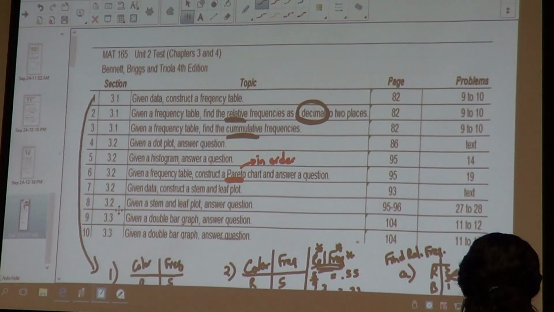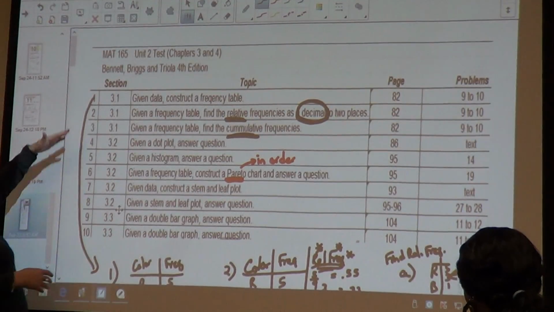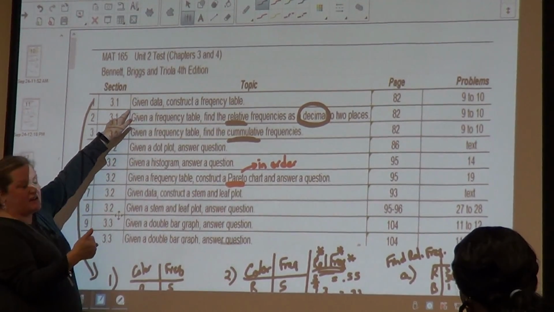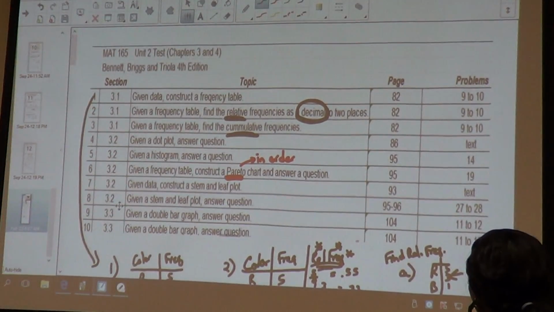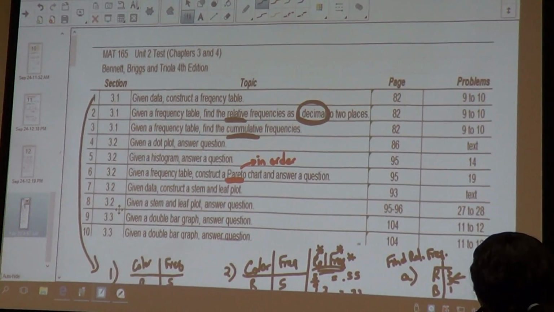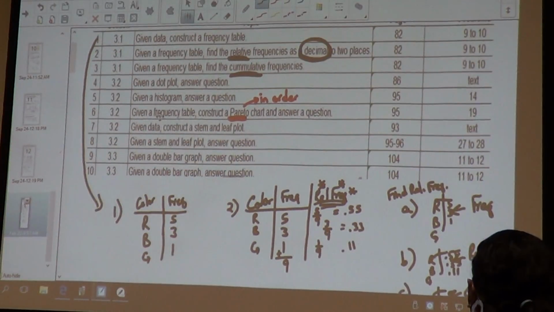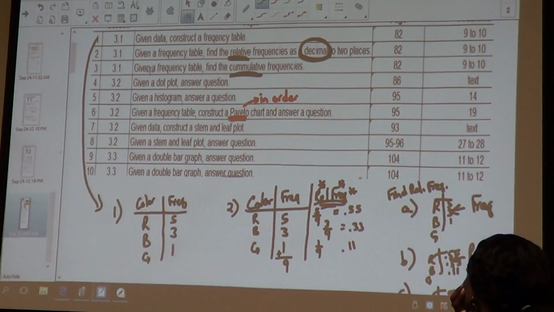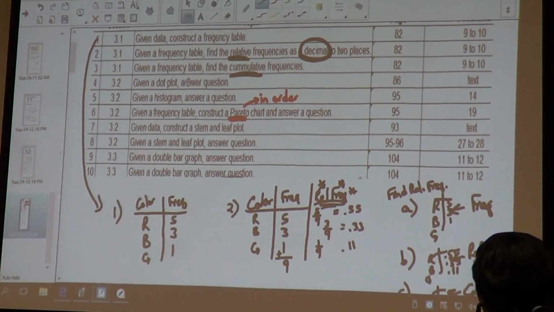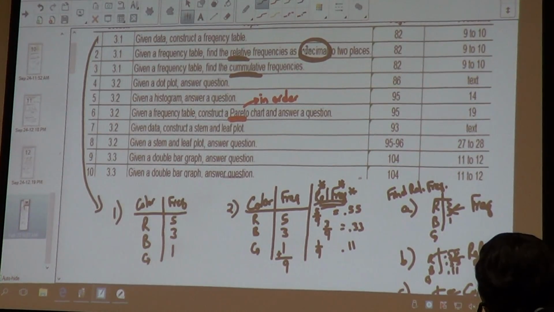Now, a couple of things that I want to go back and look at. This is our study guide. Here's some of the things that we did in Chapter 3. If I give you data, make a frequency table. So, right here, if I give you data like red, blue, red, green, red, you should be able to make a frequency table. Y'all with me? If I give you a frequency table, you should be able to find the relative frequencies. So if I give you this, you should be able to pick this. Y'all with me?